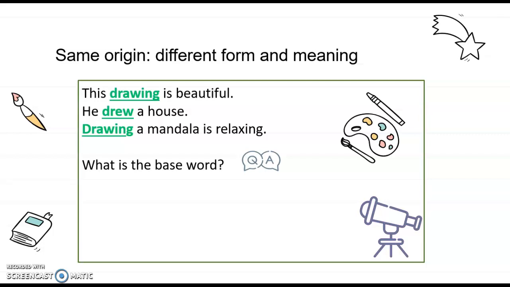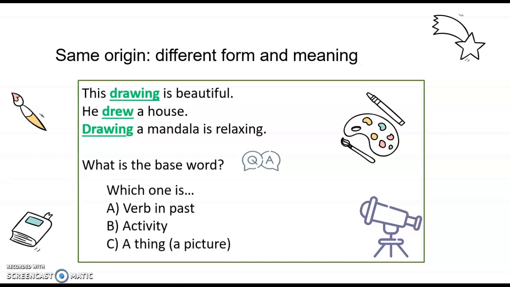But in this case, the dictionary is not always going to give us what is the meaning for each of the words. So here comes a strategy. Use your inference. What is the difference between these 3 sentences? Which one refers to a verb in the past? Which one to an activity? Which one to a thing? I'm going to give you 5 seconds again to decide your answer. Remember to pause the video if you want more time.